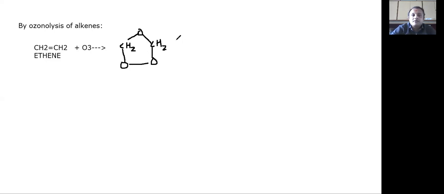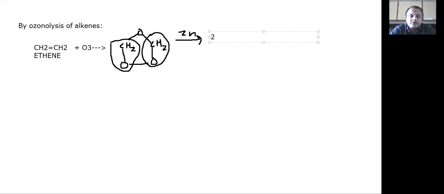Now this breaks with the help of zinc. So you get this one side, and this is the other side, which is called 2 moles of HCHO. 2 moles of HCHO, methanal, or which is called formaldehyde, 2 moles of formaldehyde.